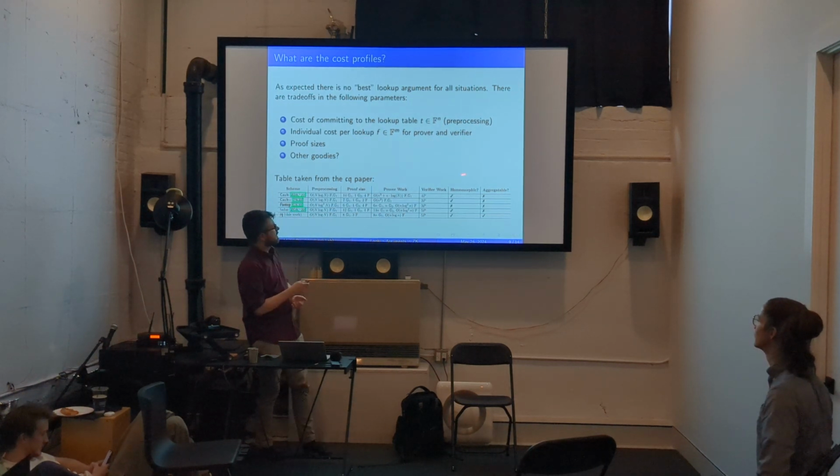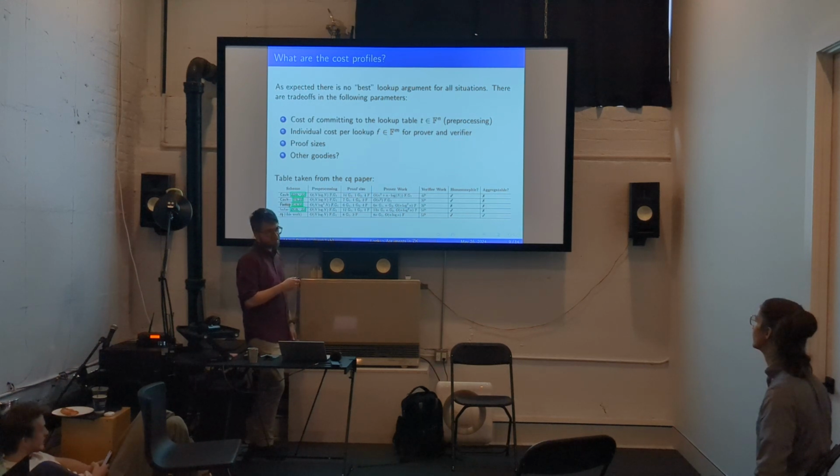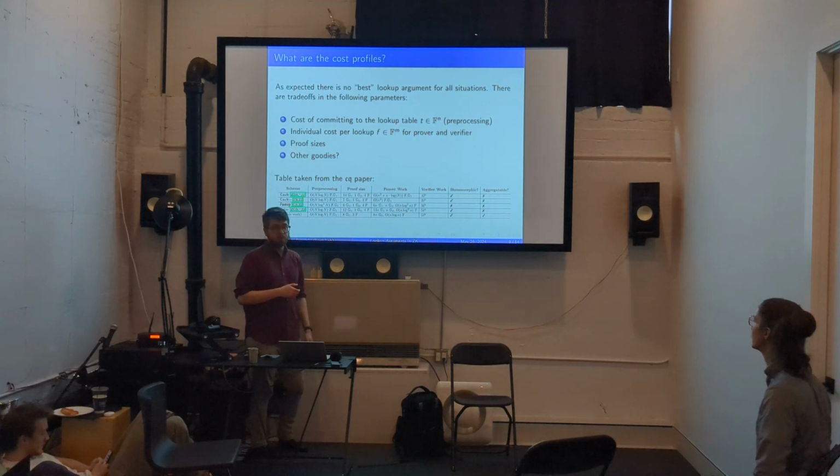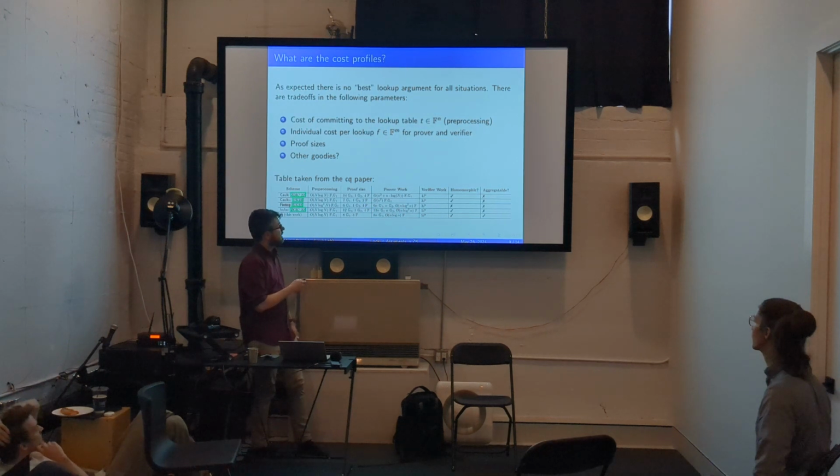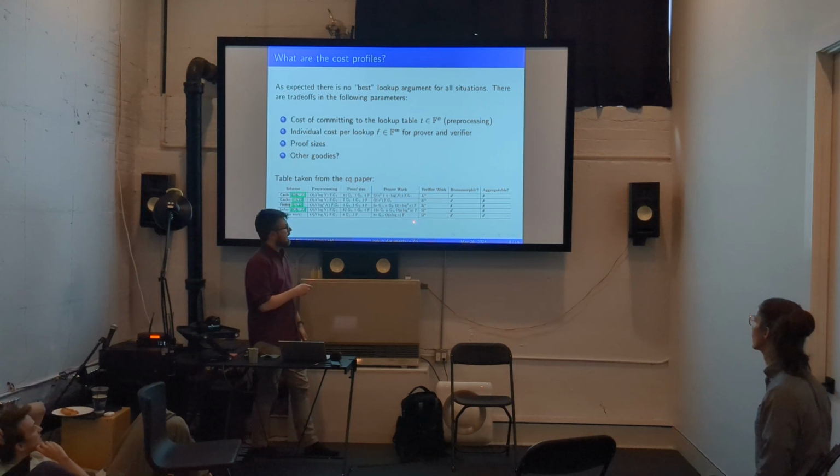But here's a table I took from the CQ paper, which I'm not going to go through in any detail, but you can see the different costs for the prover. These are all pairing-based lookup arguments. And so these G1s and G2s are just describing how many operations you have to do on the first curve or the second curve, and how many field operations you have to do. And then, so that's for the prover work. Here's for the proof size. And then the verifier work, how many pairings the verifier has to do in order to verify the thing.